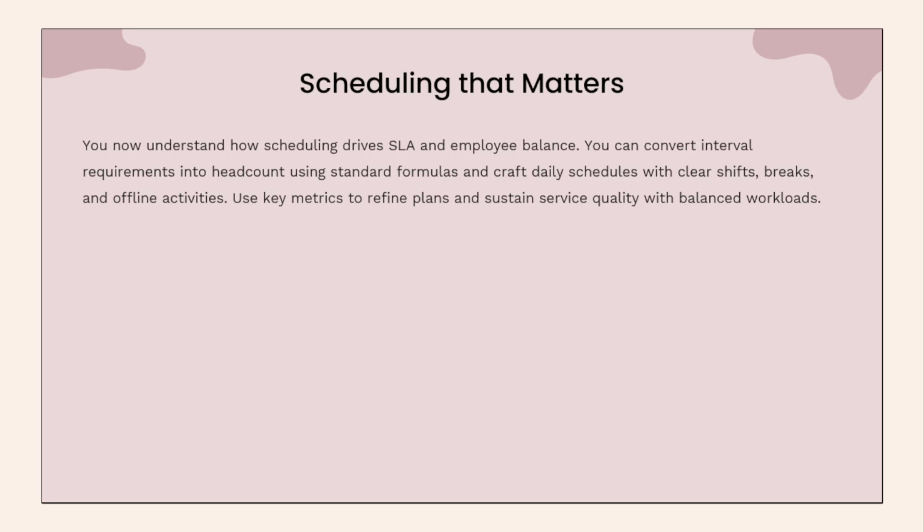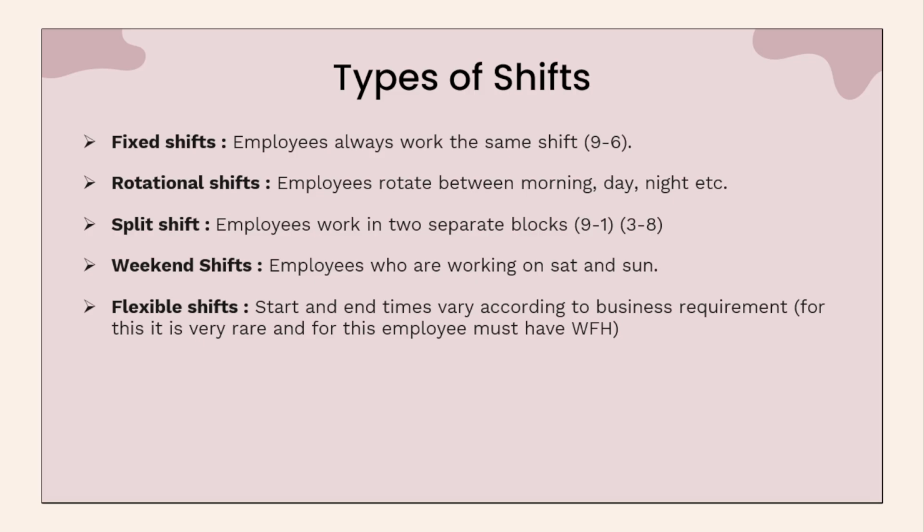Okay, now types of shift: fixed shift, rotational shift, split shift, weekend shift, flexible shift. If you are already working, then you know some of these shifts. Fixed shift means employees always work the same shift, from 9 to 6 p.m. His shift is fixed and Saturday and Sunday are off. These are called fixed shifts. Rotational shifts means when an employee is being rotated.